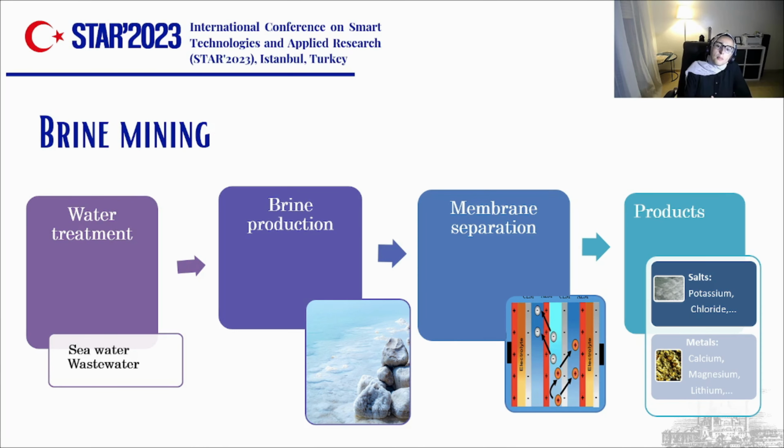As an example of material processing, we have brine mining, which involves the extraction of valuable minerals and compounds from sources such as seawater or wastewater treatments that produce a lot of brines. By using electrodialysis as a technology, we can ensure the production of salts and metals such as potassium, but also metals such as calcium, magnesium, and lithium.